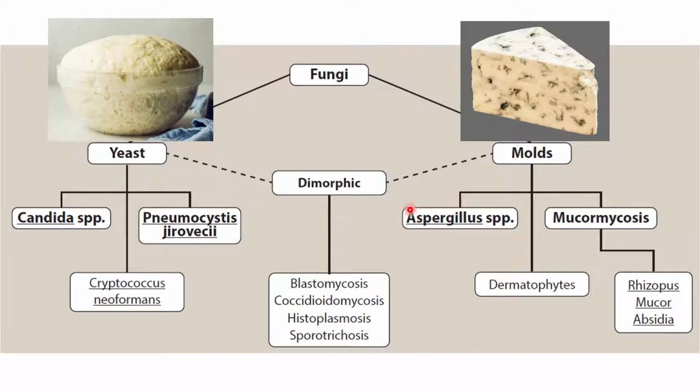Then the molds include Aspergillus species and mucormycosis, and this mucormycosis can be Mucor, Rhizopus, and Absidia. So these are mostly the diseases that usually lead to dermatological diseases, whereas yeasts usually cause organ disease.